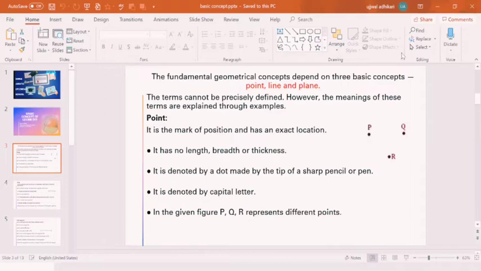We provide some examples and we create some properties of them. Point, at first, is the mark of position and has an exact location. You have the pen. When you drop your pen onto the copy, one point will be formed there. Here are some properties of the point. It has no length, breadth, or thickness. It is denoted by the dot made by the tip of a sharp pencil or pen.